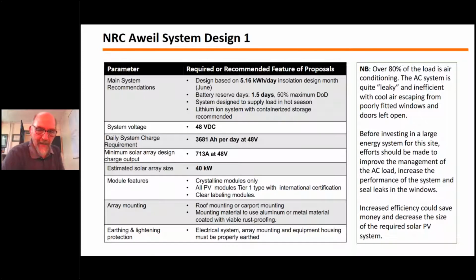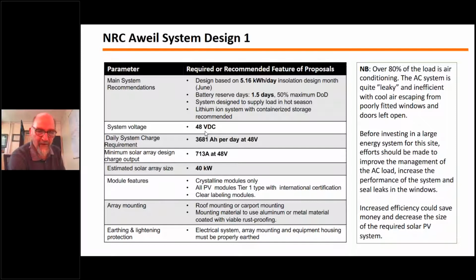So we came up with a design, and I've got a minute and a half left, but I'll just show you. So what we did was, instead of designing the full solar system, we designed the system with what we call output-based designs, meaning that this is what we want the providers to supply. So we want them to design based on 5.16 kilowatt hours a day of insolation. We want a battery reserve of 1.5 days.